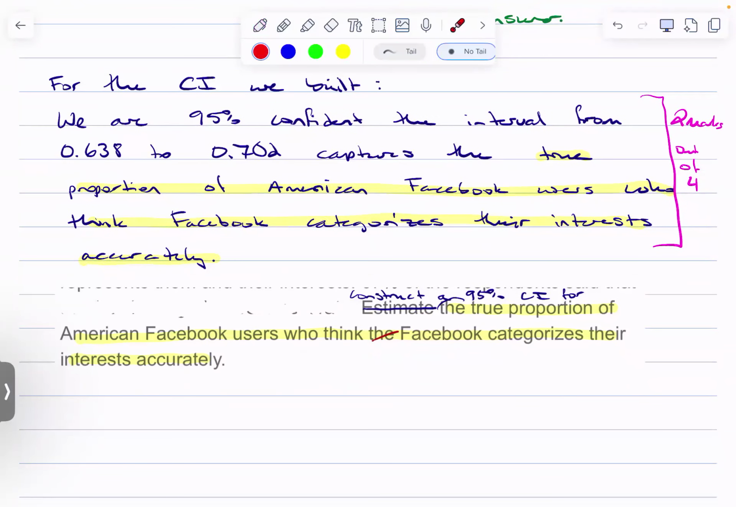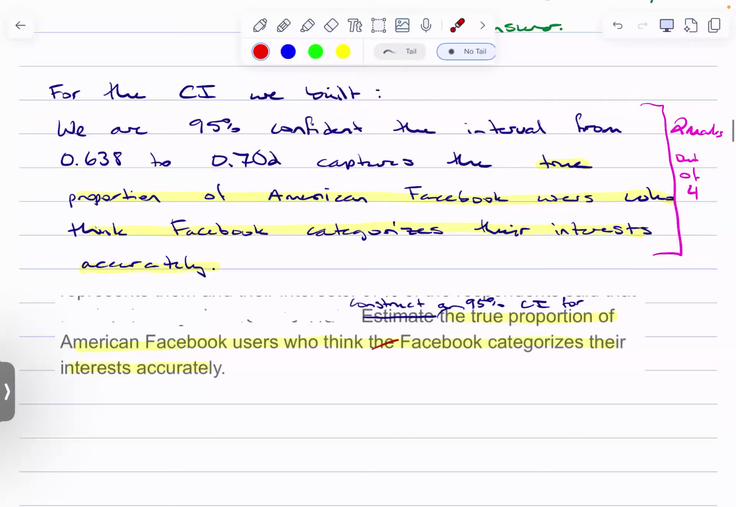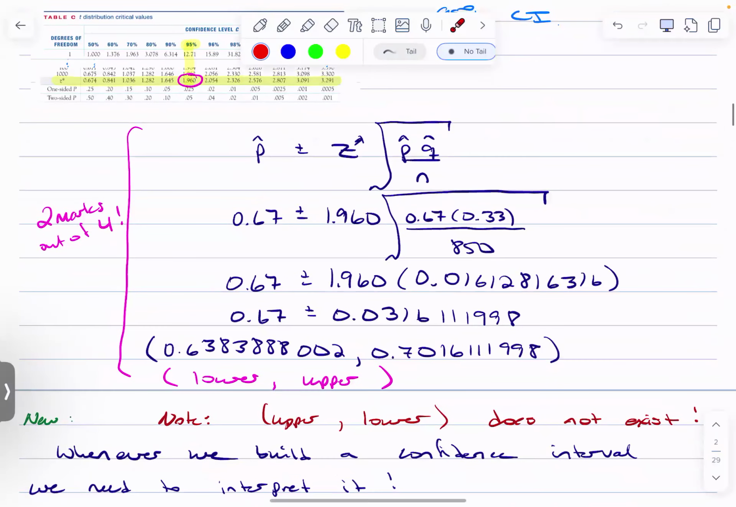So going back to why we use the term captures. This sample proportion and everything that we used to build this interval, this 0.67, was built off of a sample of size 850, a random, representative sample. But if we collected a brand new sample of 850 American Facebook users, this number would be similar, but not quite the same. And so there's variability there.